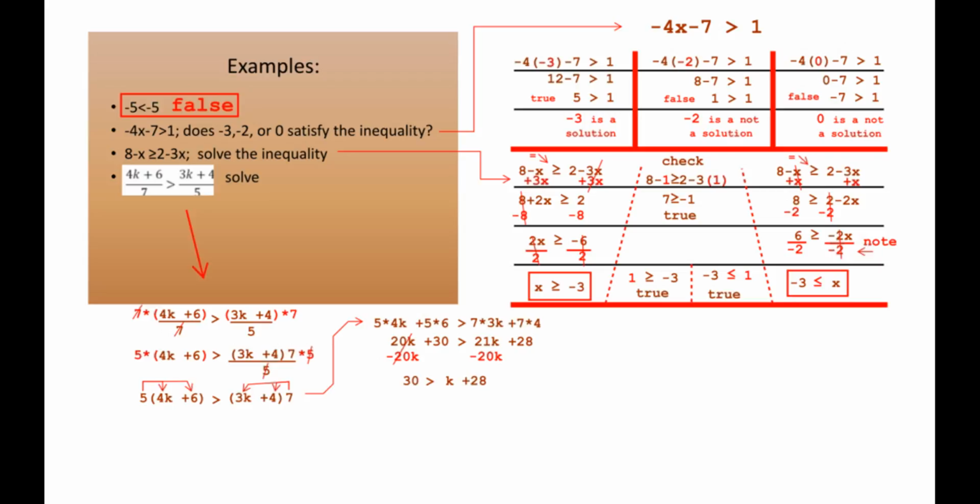Well, let's get rid of the 28. It's a plus 28, so we're going to subtract 28. 30 minus 28 gives us 2. 28 minus 28 cancels out. So that tells us that 2 is greater than k.